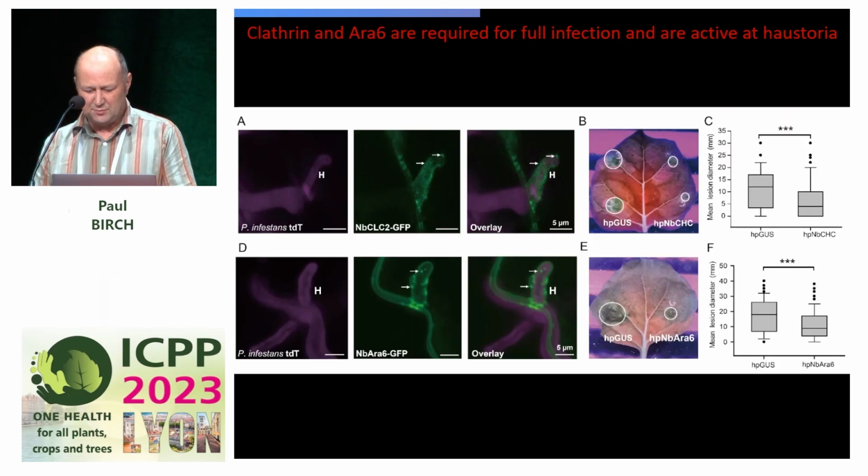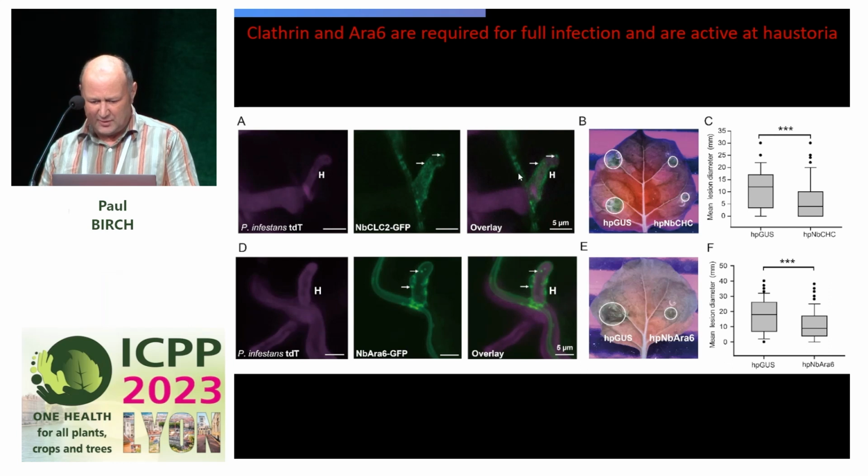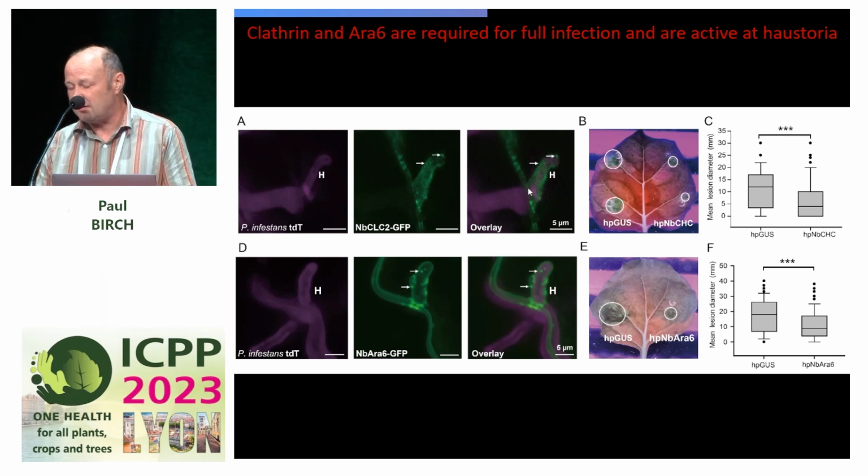So where do these proteins localize during infection? We can see that if we express clathrin light chain in this case, fused to GFP, it localizes round the outside of the haustorium, probably in association with the extrahaustorial membrane. ARA6 also does the same thing. But if we silence these two proteins, interestingly, what we see is a considerable reduction in Phytophthora infection.